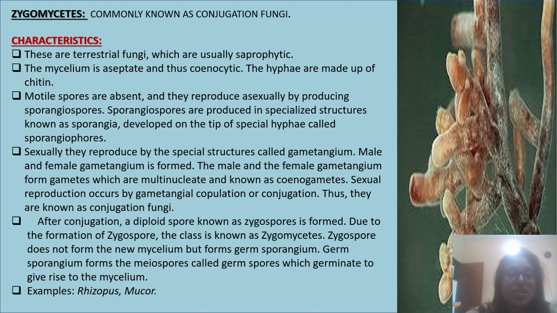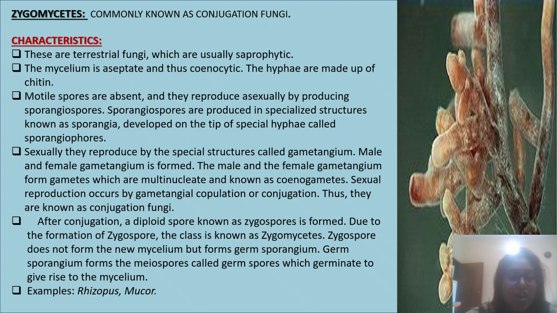Sexually, they reproduce by special structures called gametangia. Male and female gametangia are formed. The male and female gametangia form gametes which are multinucleate and known as coenogametes. Sexual reproduction occurs by gametangial copulation or conjugation. Thus, they are known as conjugation fungi.